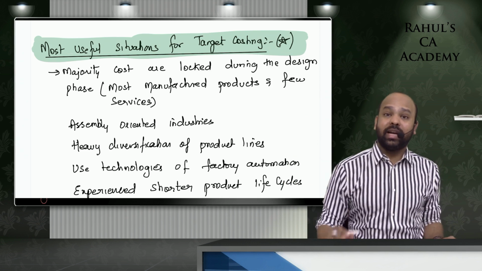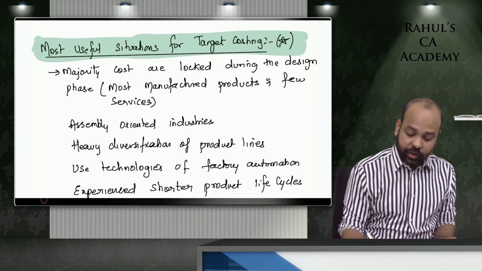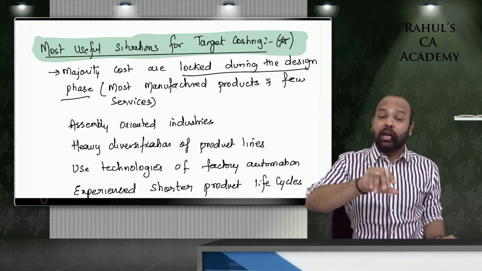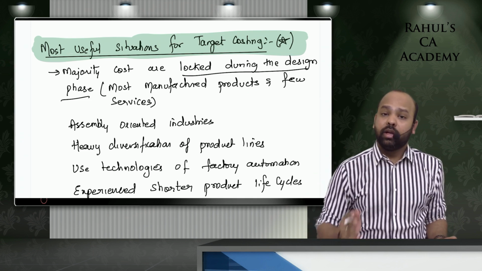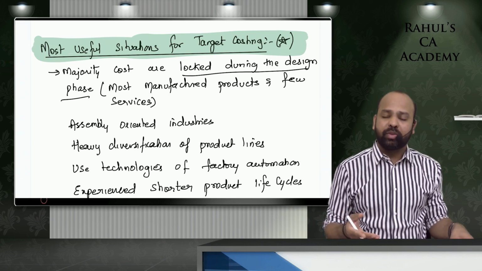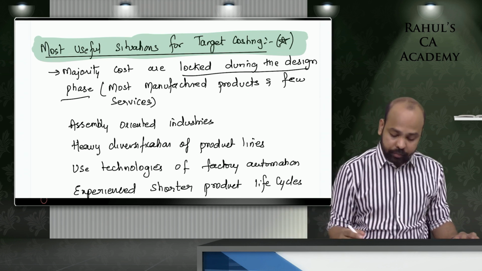So yes, target costing is most useful, beta, in those situations where costs are logged in. I am not telling you costs are incurred. Costs are logged in during the design phase itself. That will also take us to the next topic, beta, life cycle costing, wherein we'll be talking about this point only.